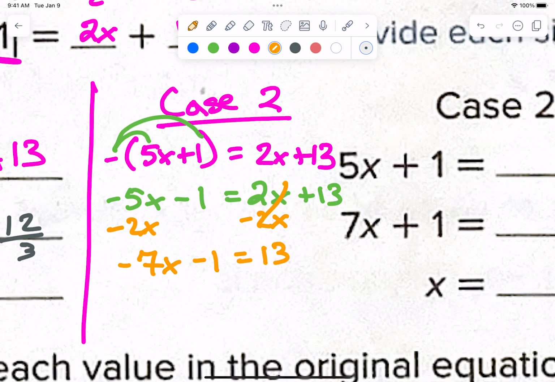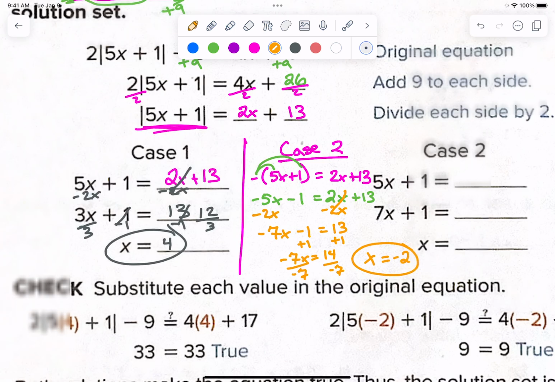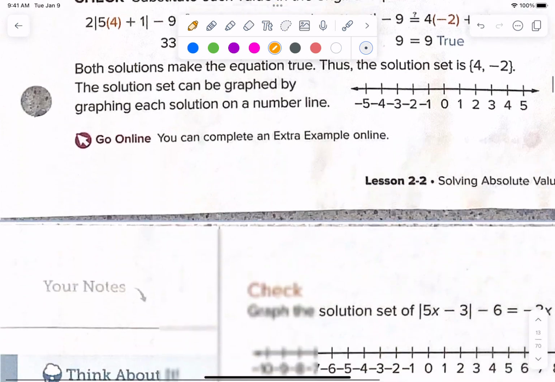Oh, they made these come out really nicely for you. Add the 1. Negative 7x equals 14 and divide by negative 7. X is negative 2. So I have 2 answers. I have 4 is one answer and negative 2 is the other answer. Make sense? Good. All right, let's go to the next one.